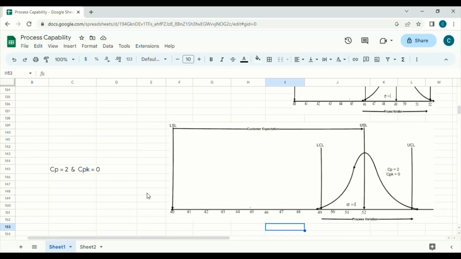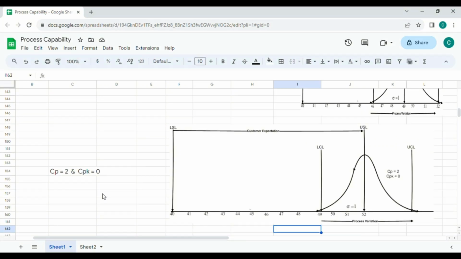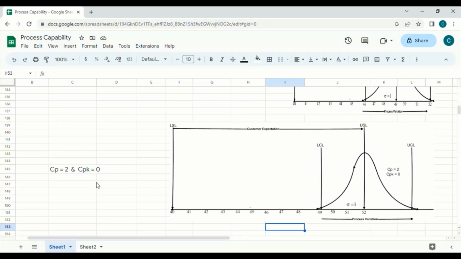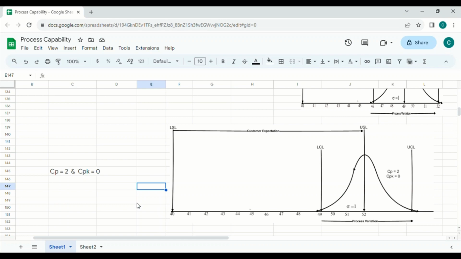But in this scenario, you can see Cp value remains the same, which is 2, and Cpk value is equal to 0. That means in this scenario, you can clearly see that the process spread is going beyond the specification limit. That means you can say that the process is not capable of meeting customers' requirement because it is not centered. Cp greater than 1 doesn't mean it is capable. You have to check Cpk.